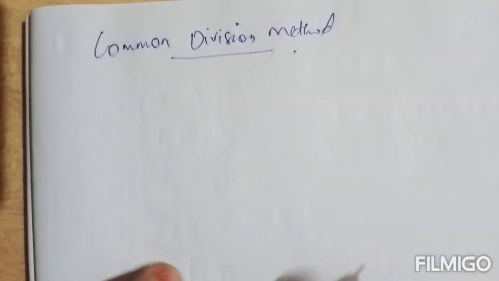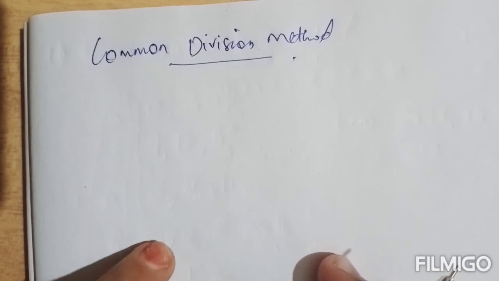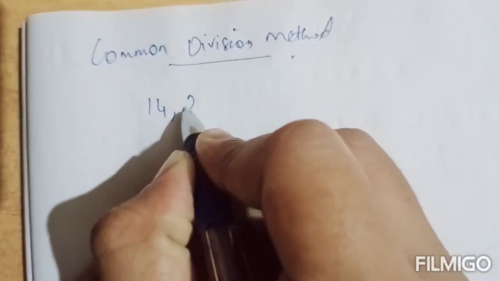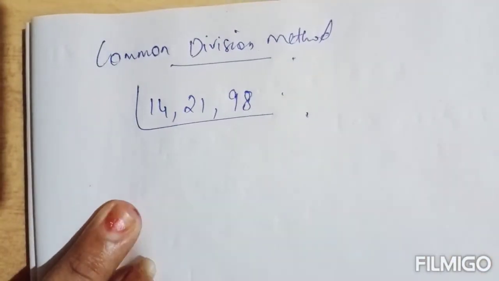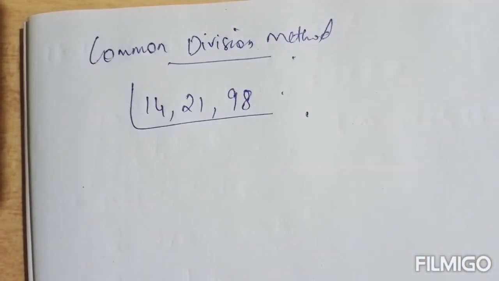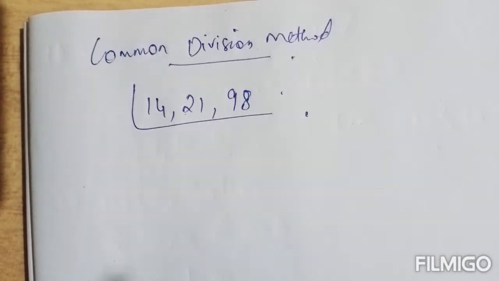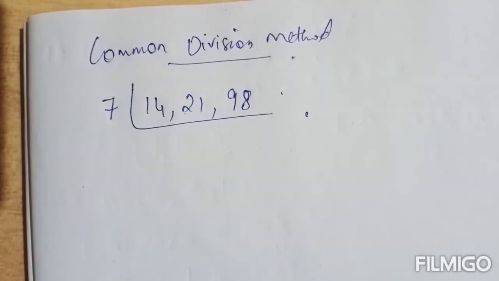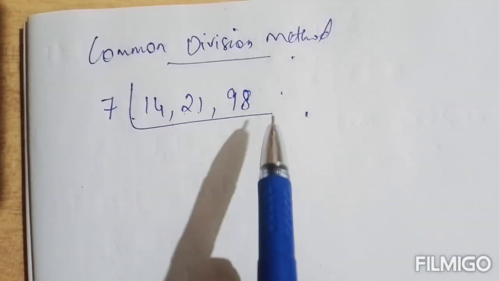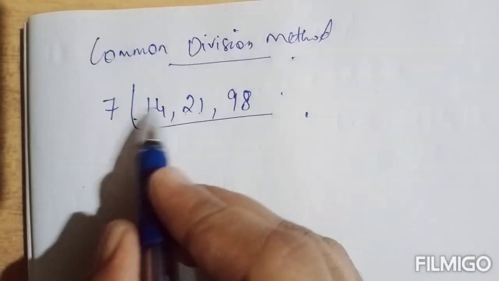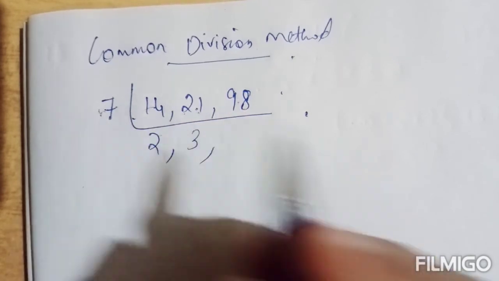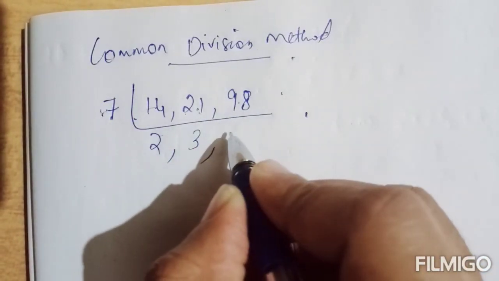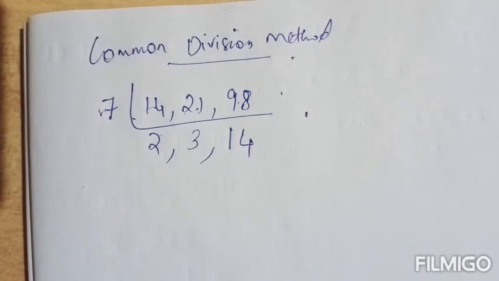Okay. Next, let us use common division method for finding the LCM of 14, 21 and 98. In the common division method, we have to do the prime factorization together. 14, 21 and 98 we can divide by the prime number 7. 14 divided by 7, 2. 21 divided by 7, 3. 98 divided by 7, 14.